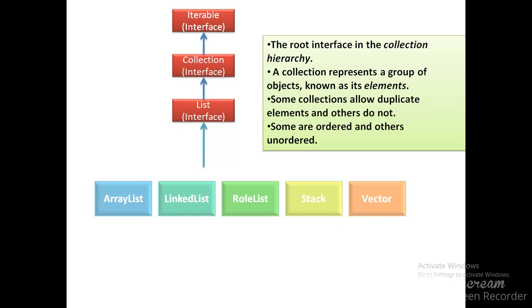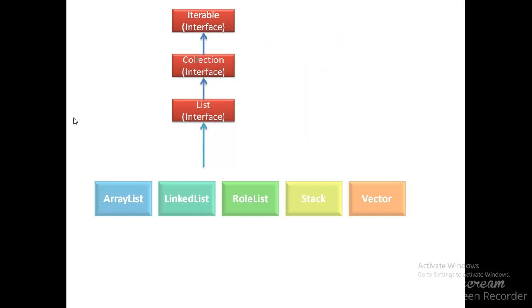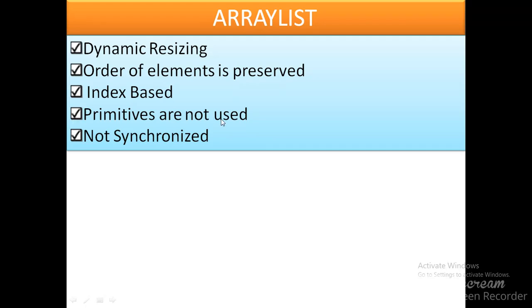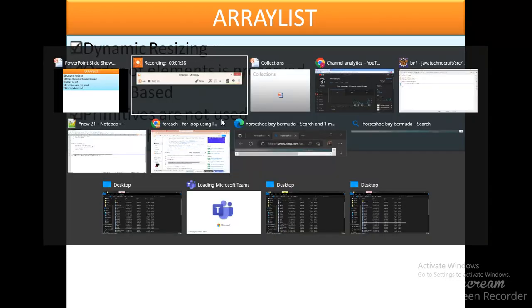So here comes the List interface, which extends the Collection interface. The List interface is implemented by ArrayList, LinkedList, Vector and Stack. Vector is a legacy class and not much popular at the moment, but let's go into ArrayList. These are the features of ArrayList, which means that it is dynamically resizable. What is dynamic resizing? Let's take an example.